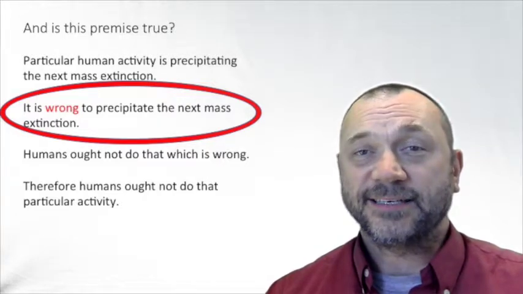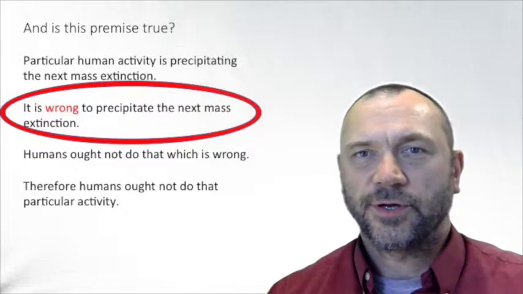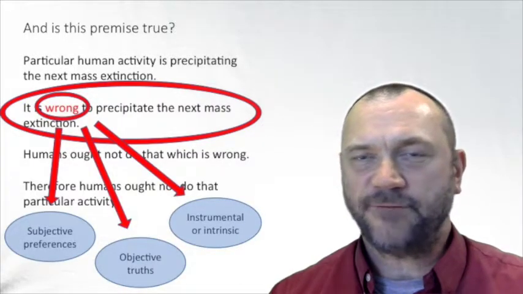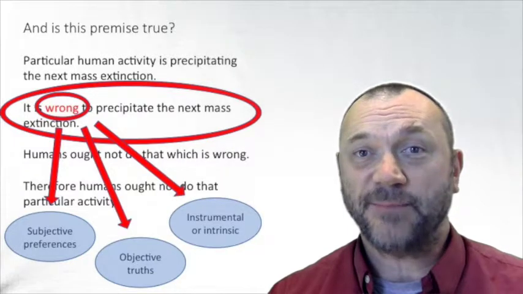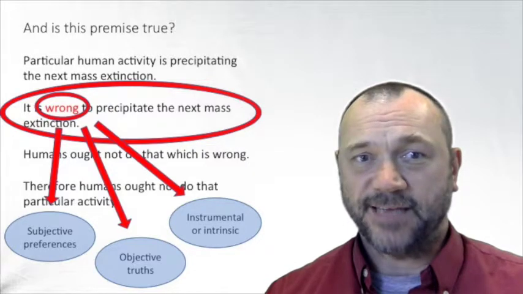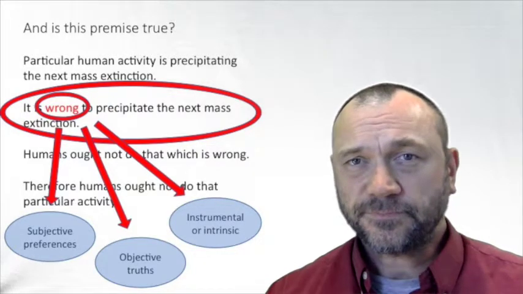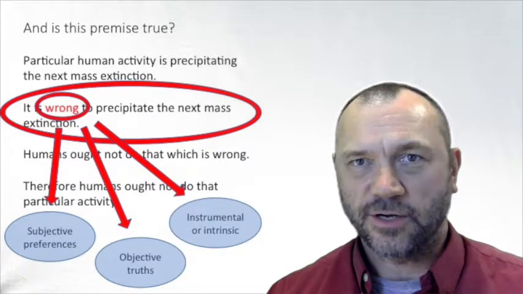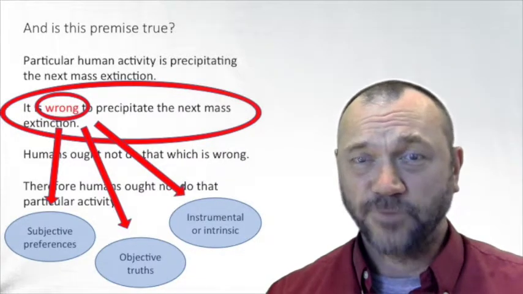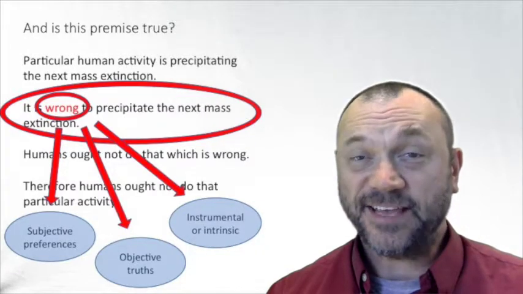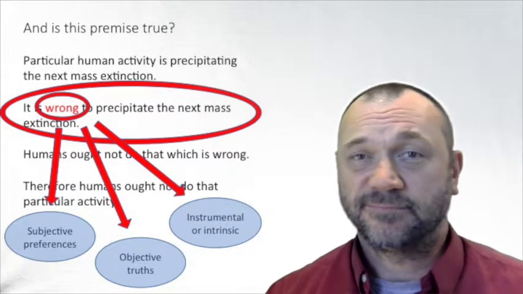Wrong, again, is a complex word. It might be interpreted simply as a subjective preference. The person articulating the claim has a subjective preference not to precipitate the next mass extinction, and they choose to describe that by saying it's wrong, when in fact all they're referring to is a subjective preference. If that's the case, you might simply ignore them.